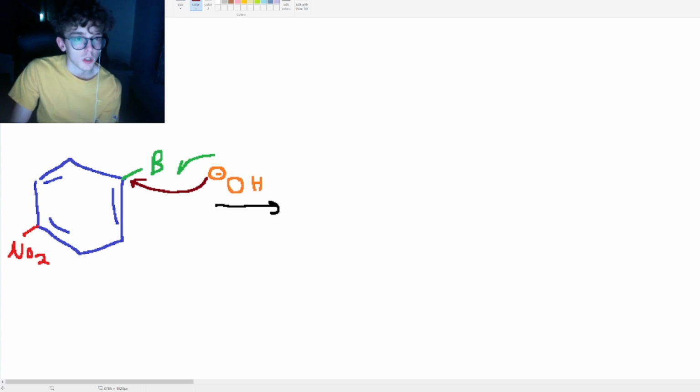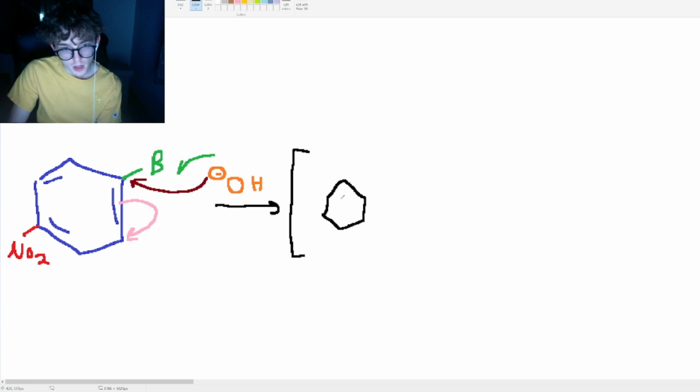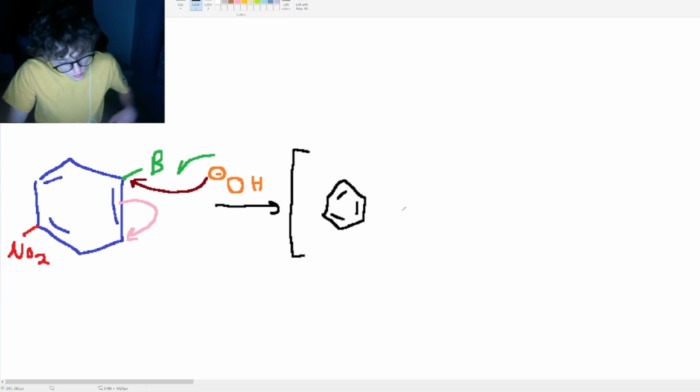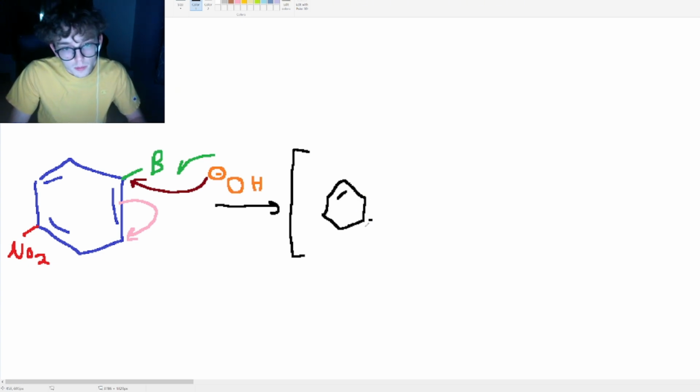Alrighty, and then we're going to push pi electrons, and we'll draw this in pink. We're going to push these pi electrons onto this carbon here. So now let's draw this here. We're going to actually get resonance structures, so be prepared. Resonance, woo, we love it. I'll draw this importantly in red so you can see it.